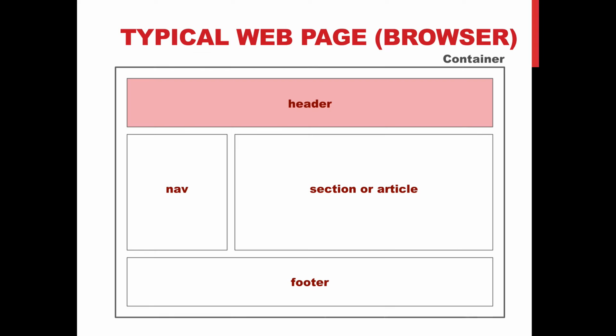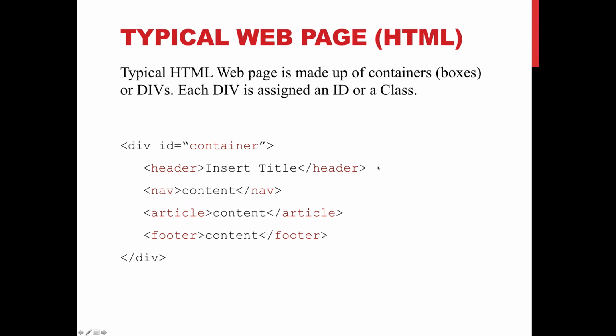A typical web page from a browser point of view might look something like this. It's got a big container around it. It's got a header image, a navigation, a footer, and a section or an article, right? So the code for that in HTML might look something like this. That's relatively normal. It's got a container, like I said, a header, nav, article, and a footer.